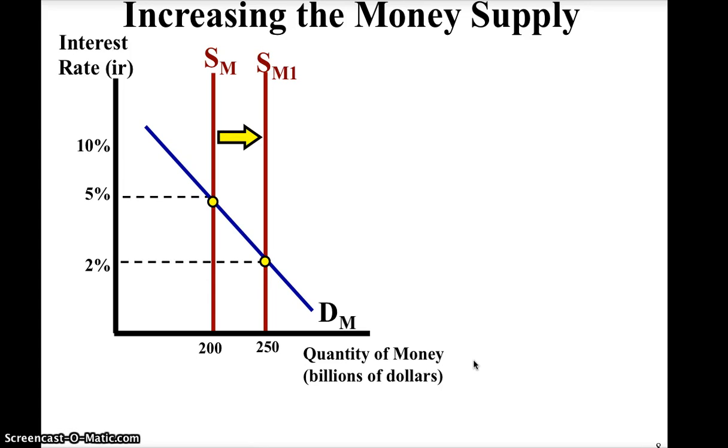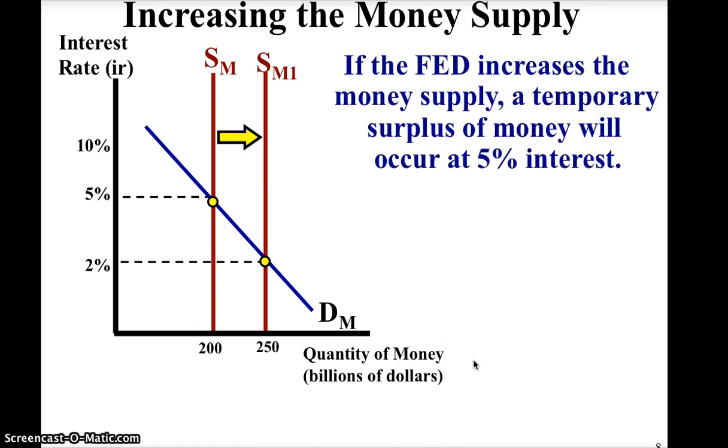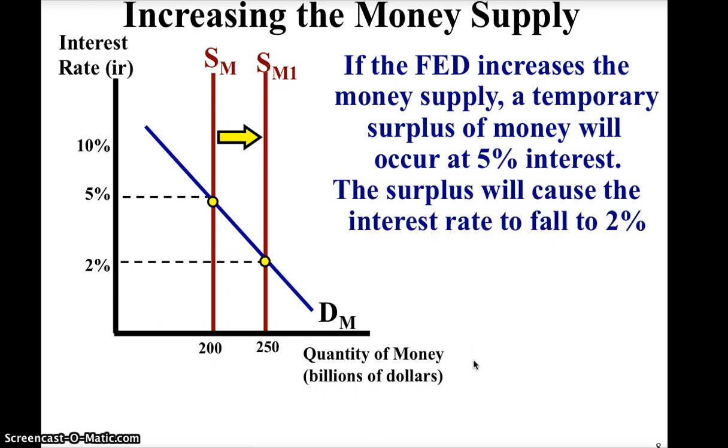If the Fed increases the money supply, look at what happens in the money market. Interest rates decrease, in this case from 5% to 2%. If the Fed increases the money supply, there will be a temporary surplus of money at 5% interest. And that will push the interest rate to fall to 2%. Okay?